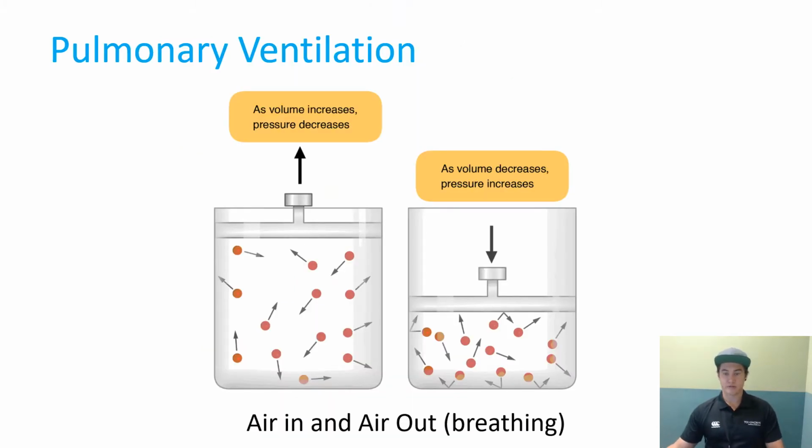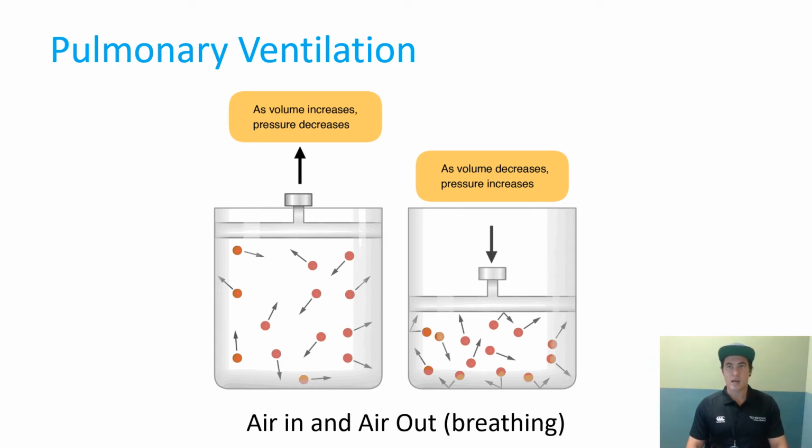Here's a reminder of the key component of how we get air in and air out, so pulmonary ventilation, and this is the question and the model that we're looking at for the long answer question for the first part of the cardiorespiratory system. And if you remember, this is Boyle's law, and as volume or space gets bigger, pressure goes down. As volume or space gets smaller, pressure goes up. There's an inverse relationship, or opposite relationship, between these two variables.